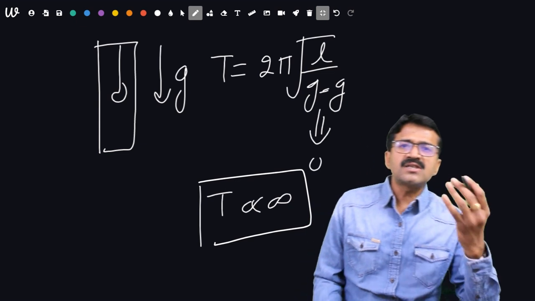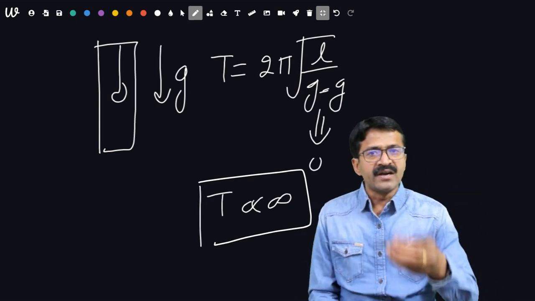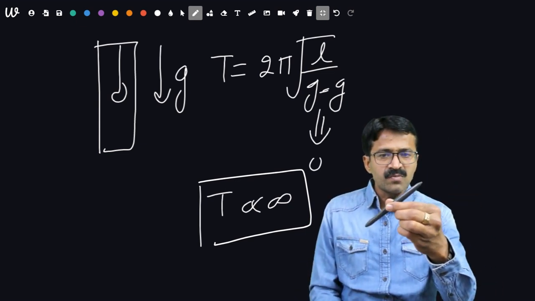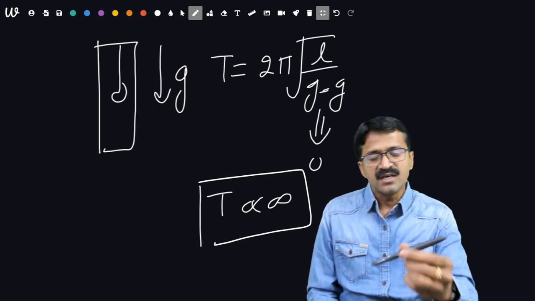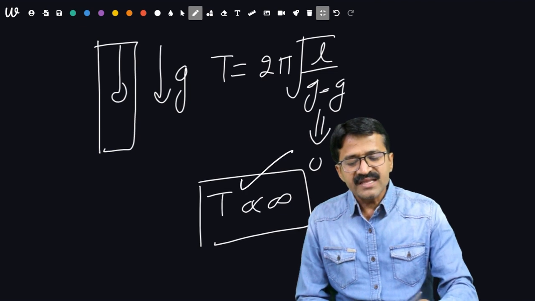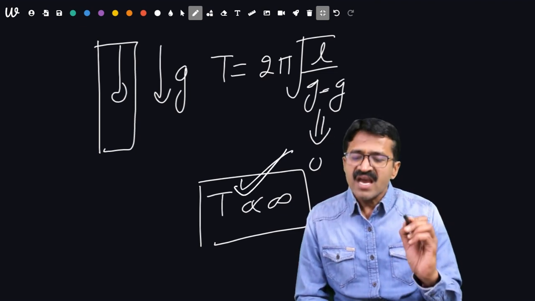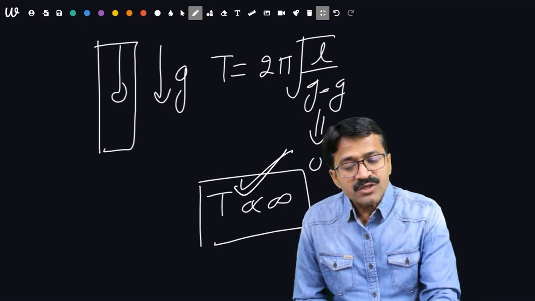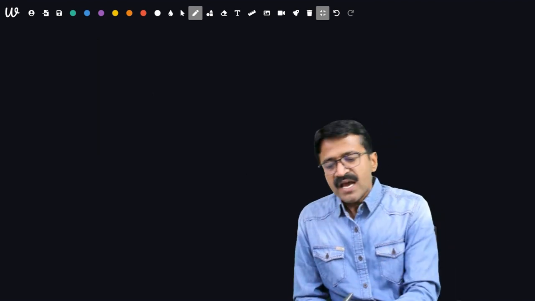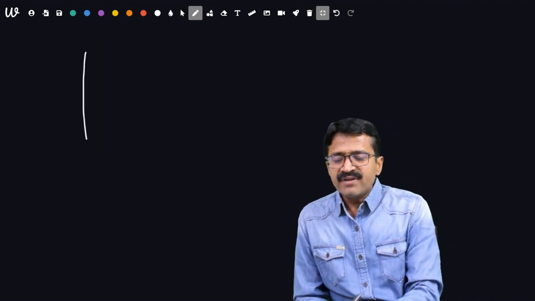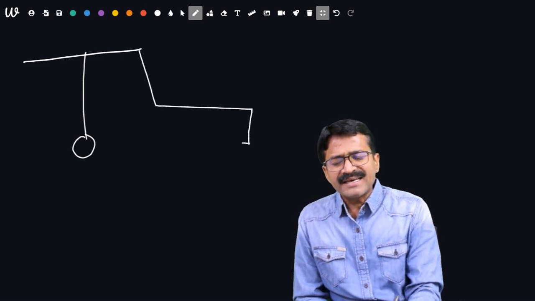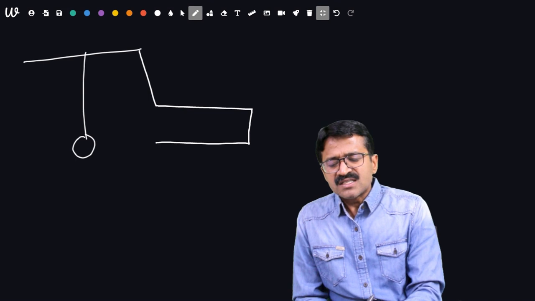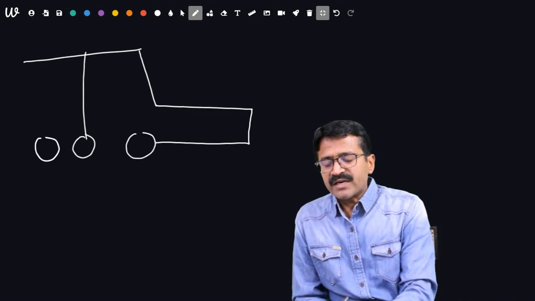Now the question arises, what does it mean by infinite time period? It means the simple pendulum which is moving will stop at a particular place and will not return back towards its mean position. Then we can say its time period will be infinite. Now another question about the simple pendulum is, if there is a car in which a simple pendulum is suspended, then what happens to its time period?